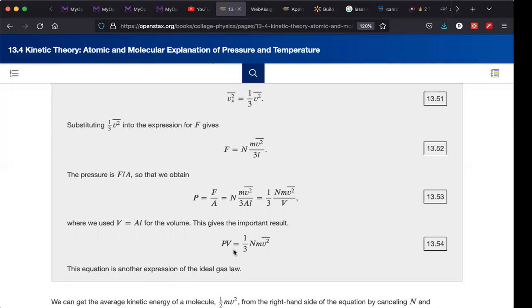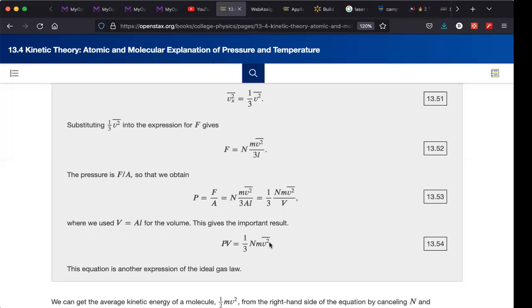Now, just in case you're wondering, you don't need to remember all this. You only need to remember the result. But this is to just show you how this came about. This was actually worked through using kinematics, essentially the ideas of kinematics and Newton's second law and momentum. So all this came from essentially momentum and force, and it got us to pressure times volume, which is the left side of the ideal gas law.